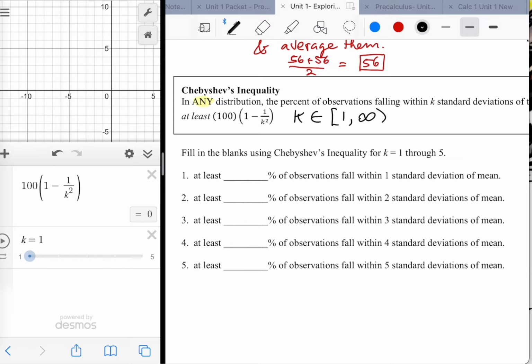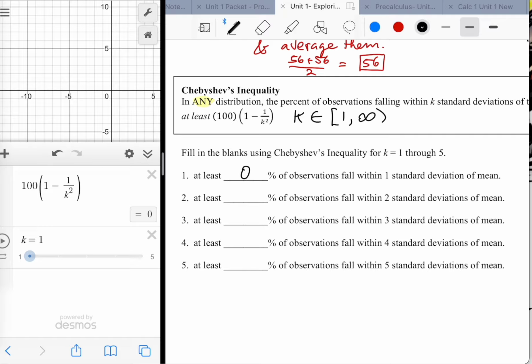So for the k-value of 1, we get a result of 0. At least 0% of observations will fall within one standard deviation of the mean. All right, well, if there's a data set containing 100 observations, this is saying at least none of them will fall in that interval.